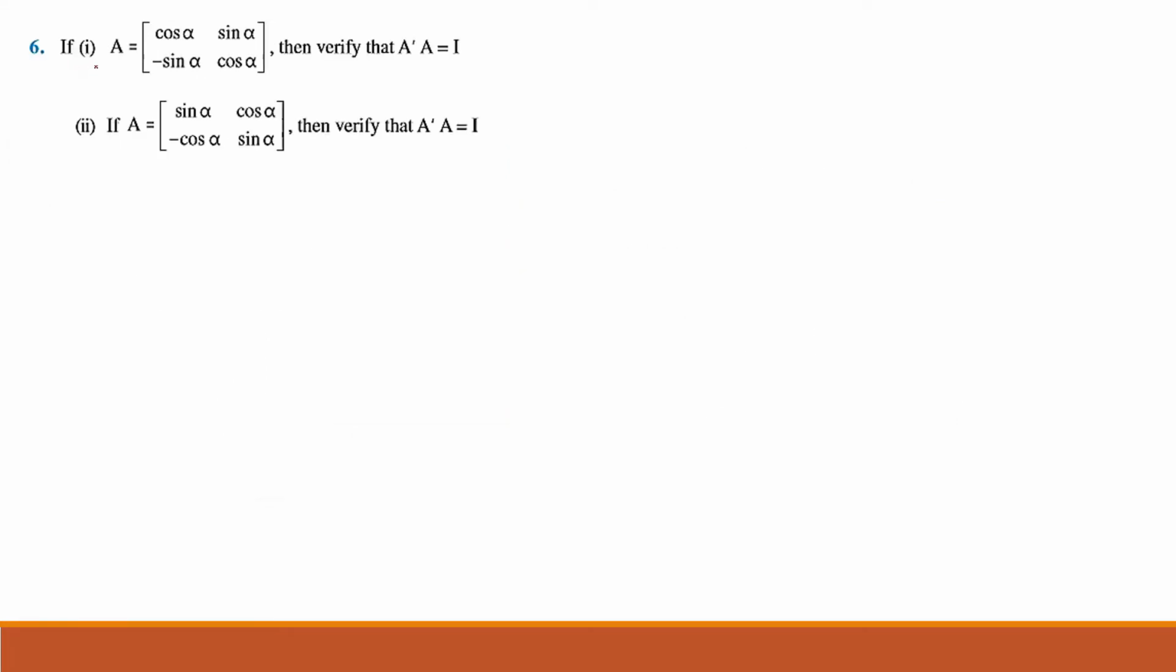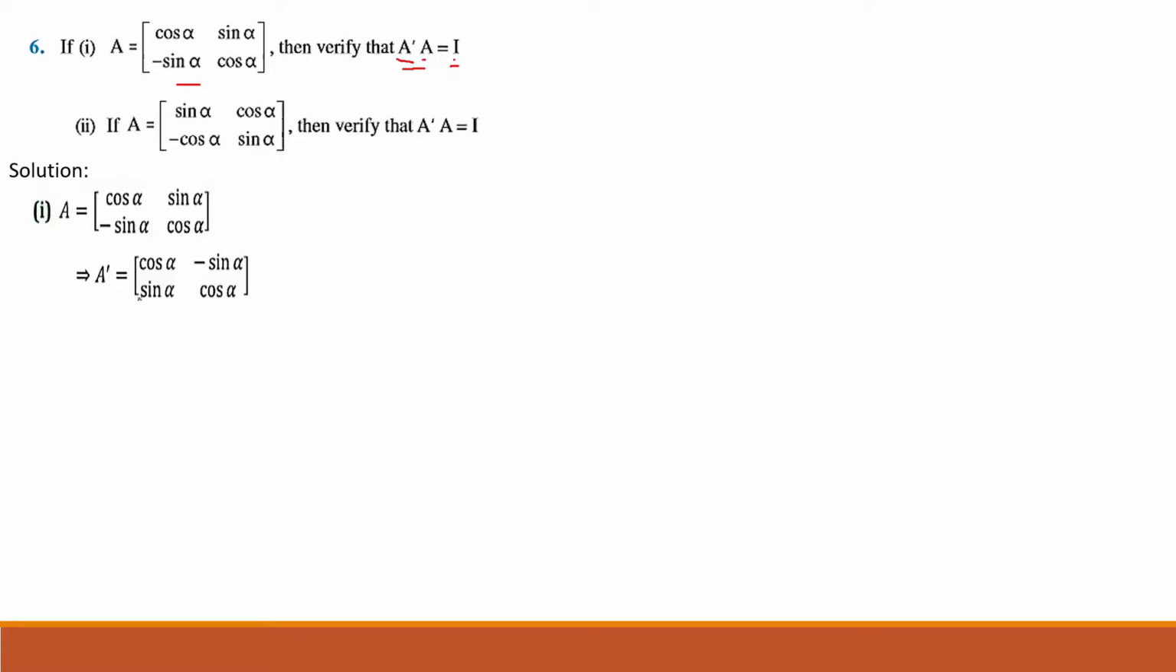In the sixth problem, matrix A is given like this and we have to verify that A dash into A is I. We have seen this is a property of transpose multiplication. If we multiply a matrix by its transpose, our answer is the identity matrix. Let us verify this now.